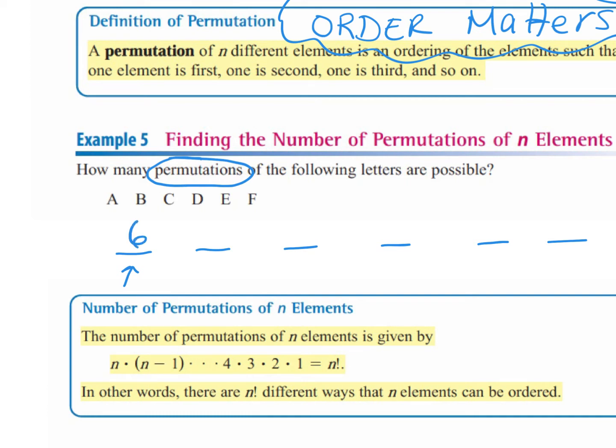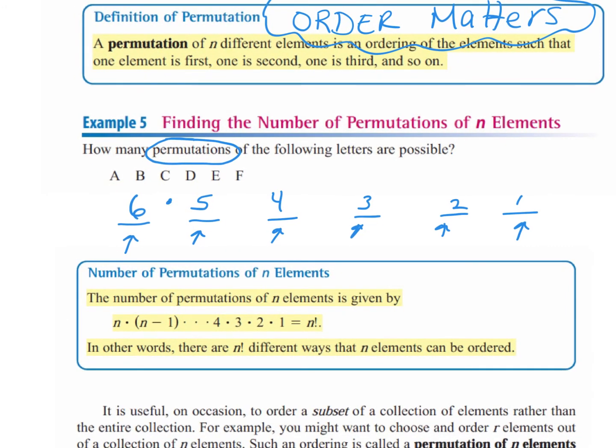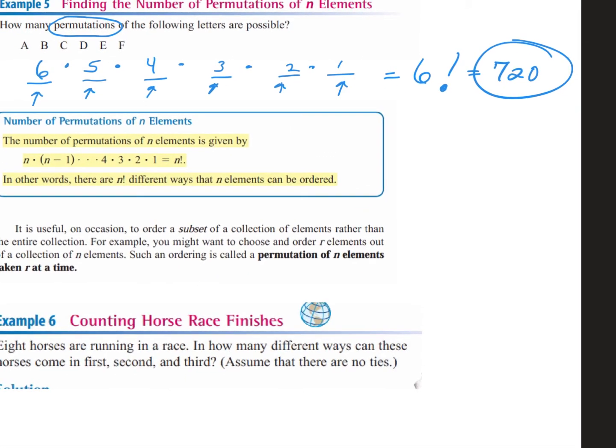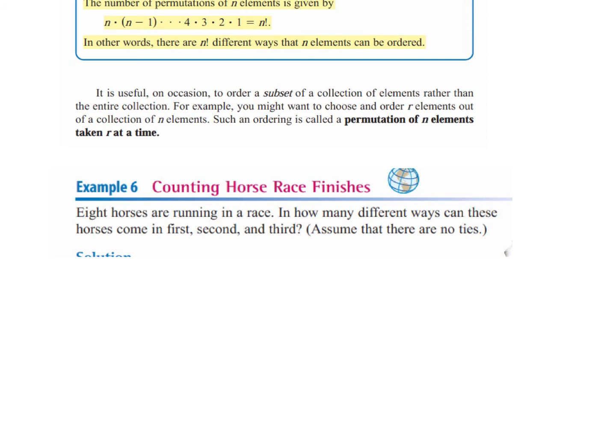If order matters, can I repeat the letters? No. So then how many are left for the second spot? 5. Then what? Then what? And what do I do with all those numbers? Multiply them. What's another way that I could write this? The exclamation point. Yes, this is the same as 6 factorial. Well done. And what is 6 factorial? It's 720. Good job, Addison. Good. All right, so now we're going to talk about some more permutation kind of things. How do I know that this is a permutation?